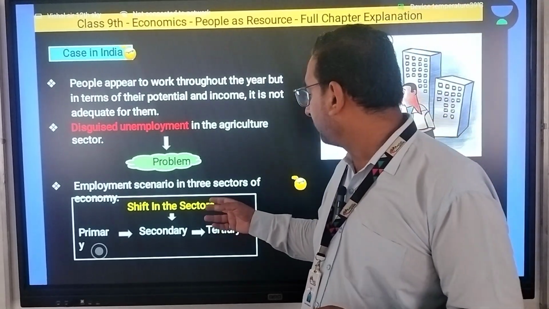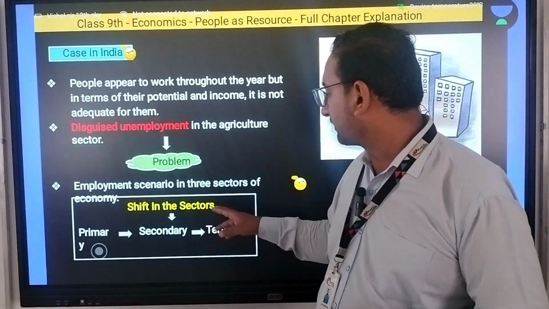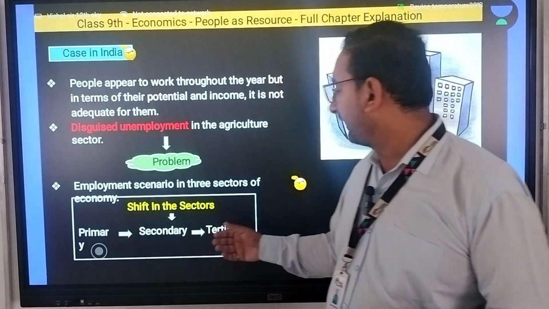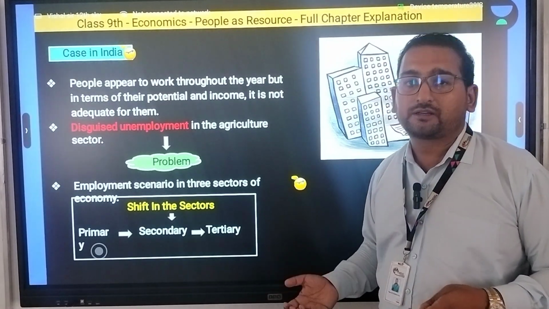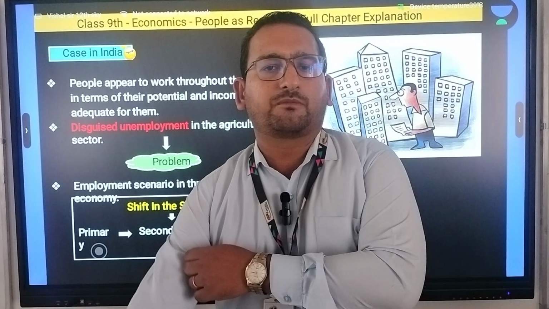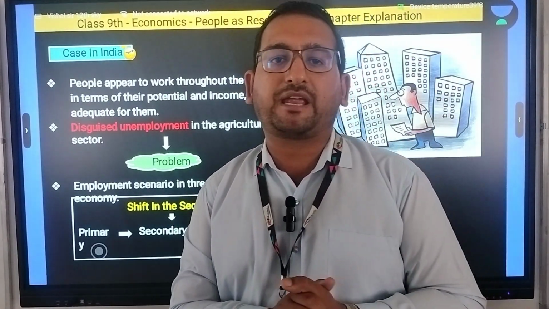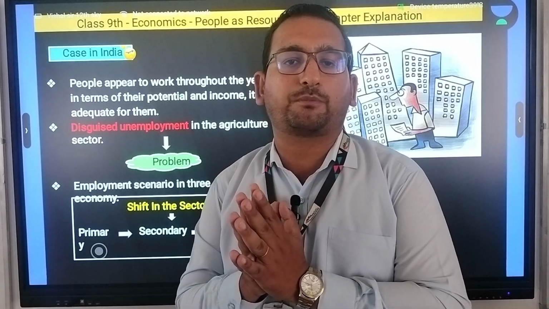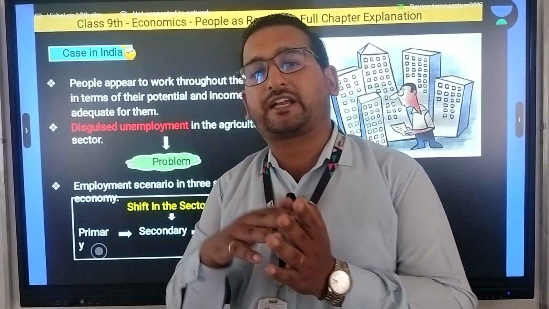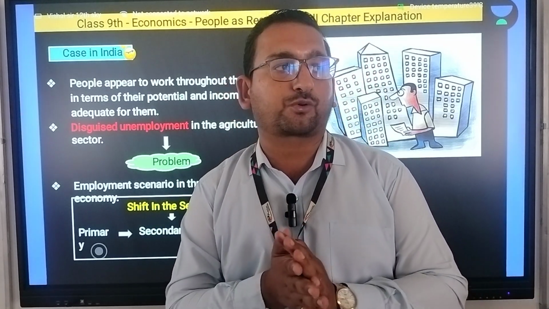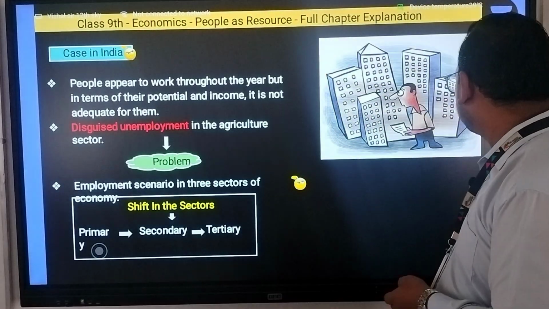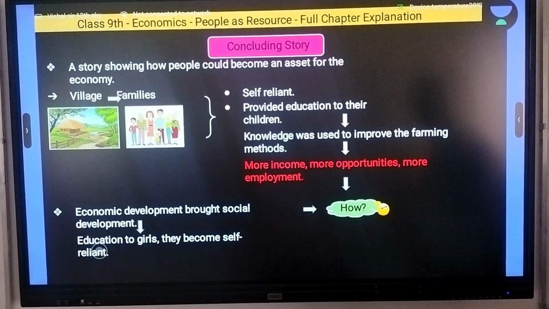The employment scenario in the three sections of the economy has shifted to primary, to secondary and tertiary. Earlier, 50 years ago, the main concentration of employment was in the primary sector. After that, our population shifted to the secondary sector. Now, they are in the tertiary sector.